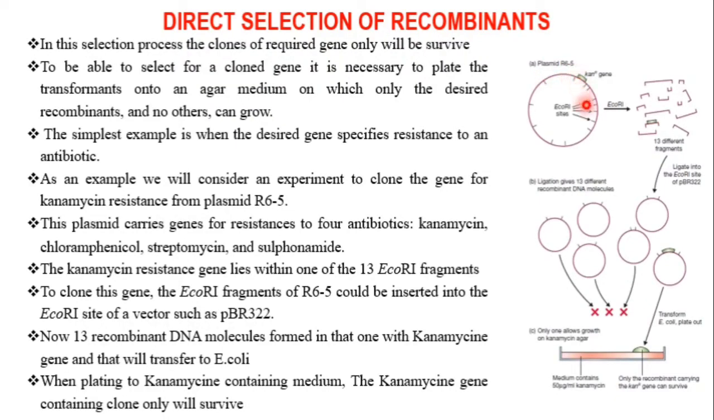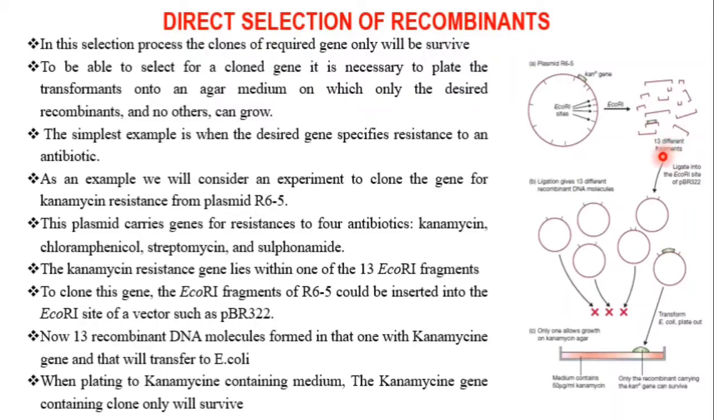So we have to isolate and clone this kanamycin gene in the bacterium. We'll cut this plasmid using EcoR1, and at that time we'll get around 13 different fragments. Our desired fragment, the kanamycin gene fragment, is present among them.